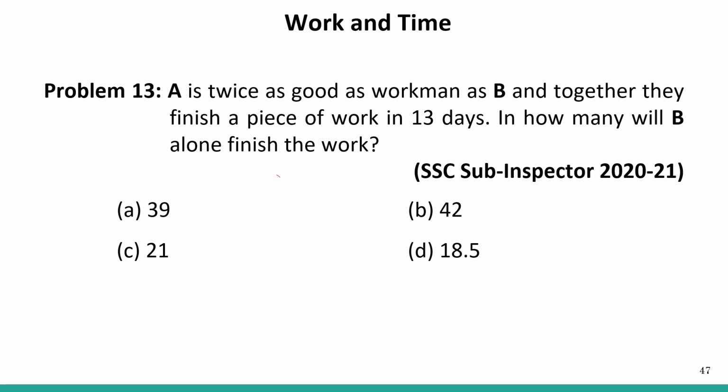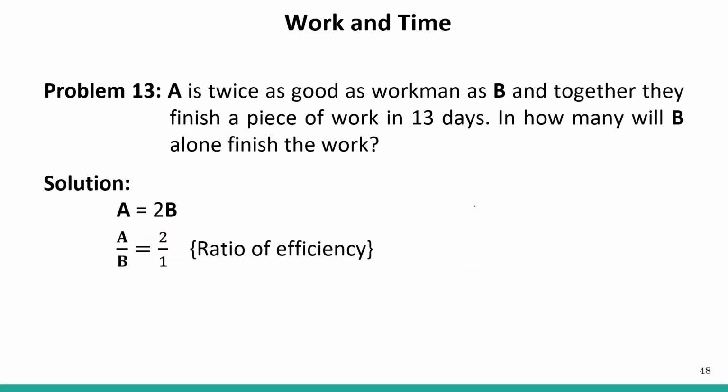A is twice as good a workman as B. So if B's work rate is x, then A's work rate will be 2x. So they finish a piece of work in 13 days. In how many days will B alone finish the work? So is it 42, 18.5, 21, 39? This question has been asked in SSC Sub-Inspector 2020-21 paper.